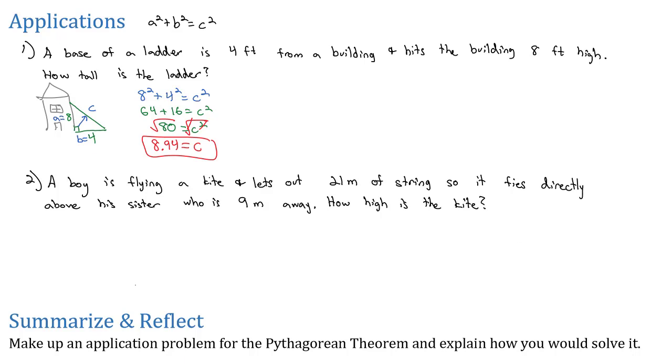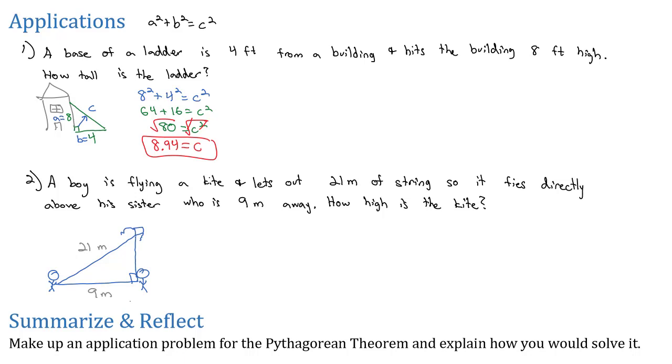Well, let's draw a picture. Here's the boy. Here he's flying a kite, letting out string. There's our kite. Kite strings. It's pretty. It's directly above his sister. Here's the sister. Notice that's going to make a right triangle. He has let out 21 meters of string. So the string going up to the kite is 21 meters. His sister is 9 meters away. We want to find out how high the kite is above his sister.